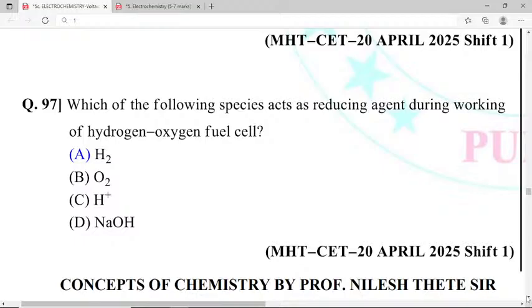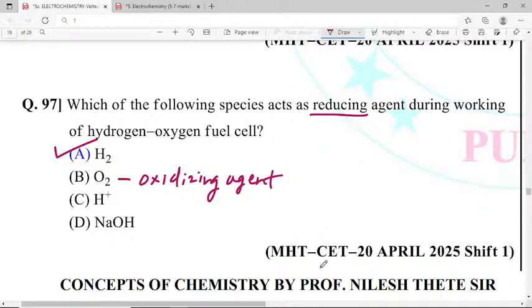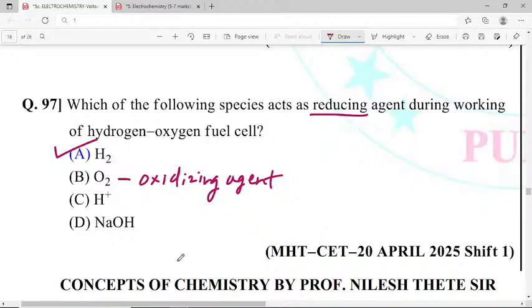Which of the following species acts as a reducing agent? Hydrogen. This is oxidizing agent. Oxygen acts as an oxidizing agent, hydrogen as a reducing agent. Hydrogen acts as a fuel.